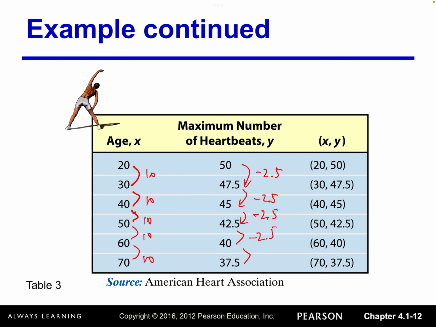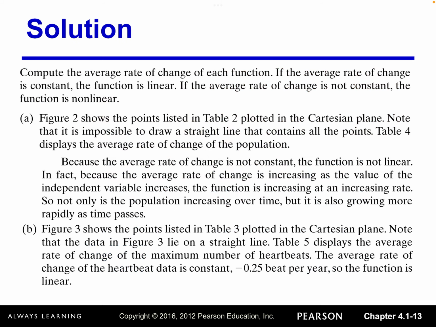The difference between the two y's is negative 2.5. And then the difference between the two x's is 10. So we can calculate negative 2.5 divided by 10, that equals negative 0.25, right? For all of them, this is the same number, negative 0.25. That's why we say this data is linear, because they have the same average rate of change. All right, the book gives the detailed explanation. You can read through it.